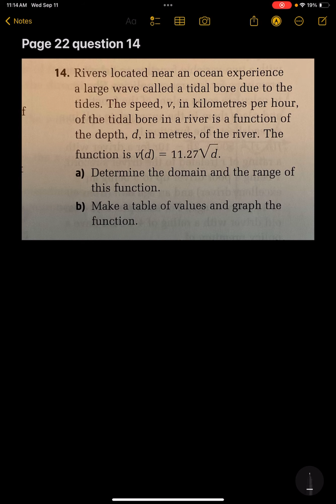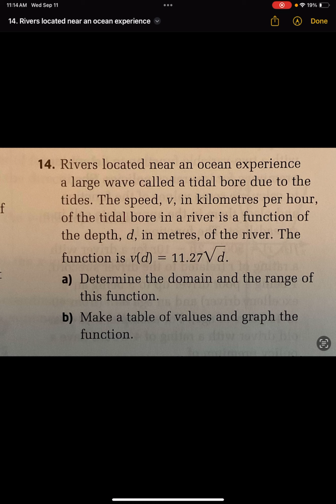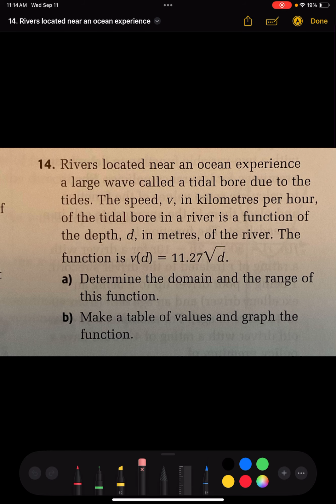Hi, so we're doing question 14 from page 22. Rivers located near an ocean experience a large wave called a tidal bore due to the tides. The speed v in kilometers per hour of the tidal bore in a river is a function of the depth. The speed depends on the depth. So v of d depends on depth.